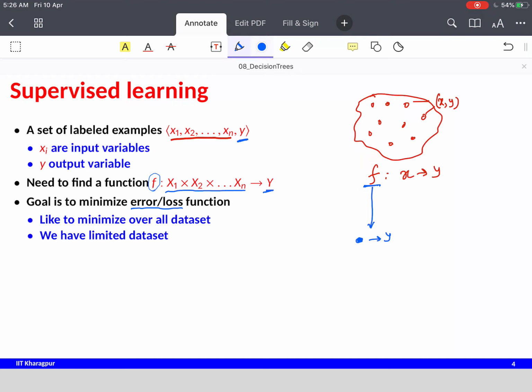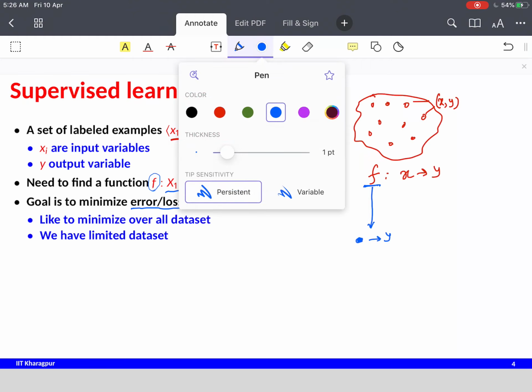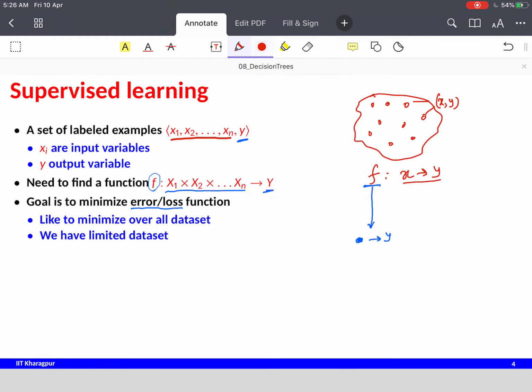Now in order to find this function f, we need to look at the error that I am making in predicting from x to y on the observed examples. So I need to have some measure of how much error I am making while predicting the set of observed points, because I can fit many f functions here. Now we have to select the best f function. The best f function will be the one which makes very little error in prediction.